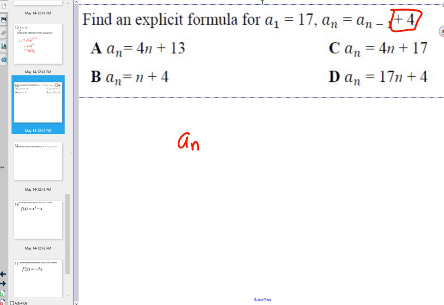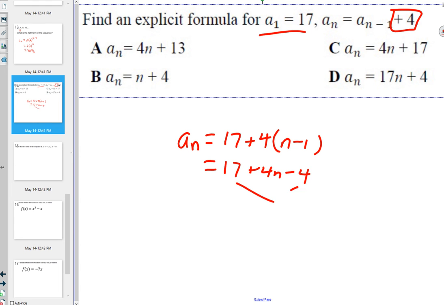So the explicit definition would be the first amount, which they tell you here is 17, plus that common difference times n minus 1. They might leave it like that, but they do not. It's very common for arithmetic sequences that they distribute. So +4n minus 4, and then combine. So we get 4n plus 13.